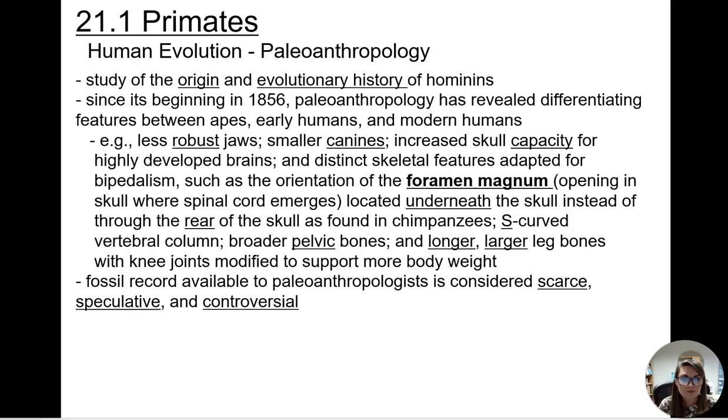Fossil records are going to be available to paleoanthropologists, but are considered scarce, speculative, and even controversial when looking through these different fossils.